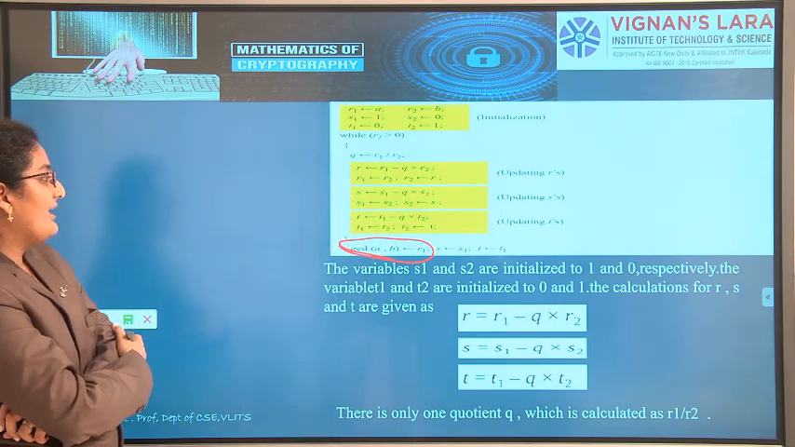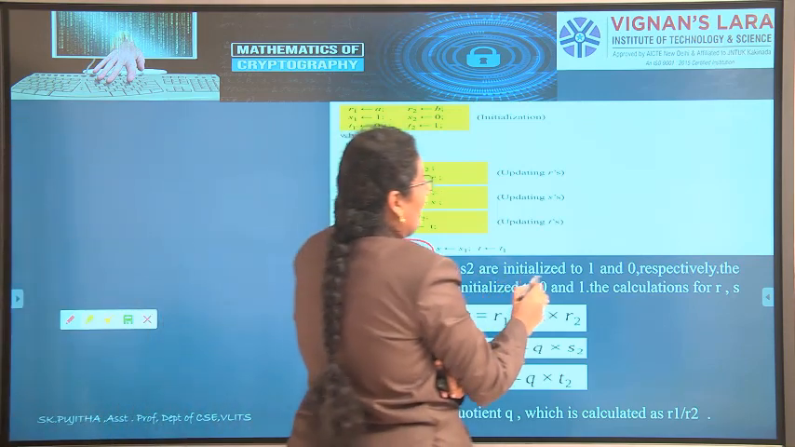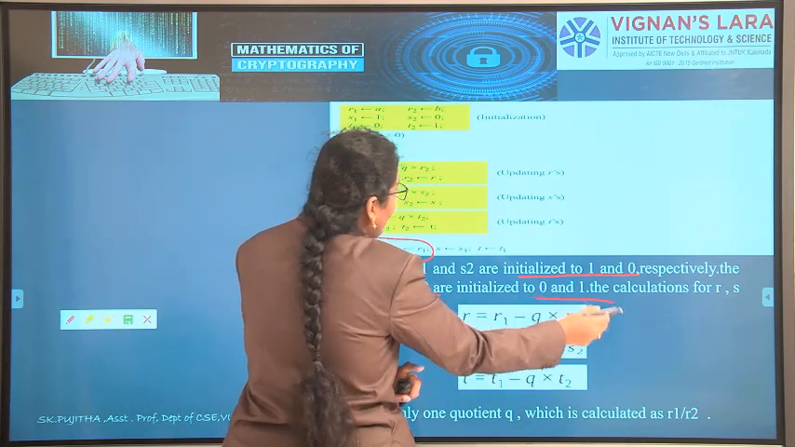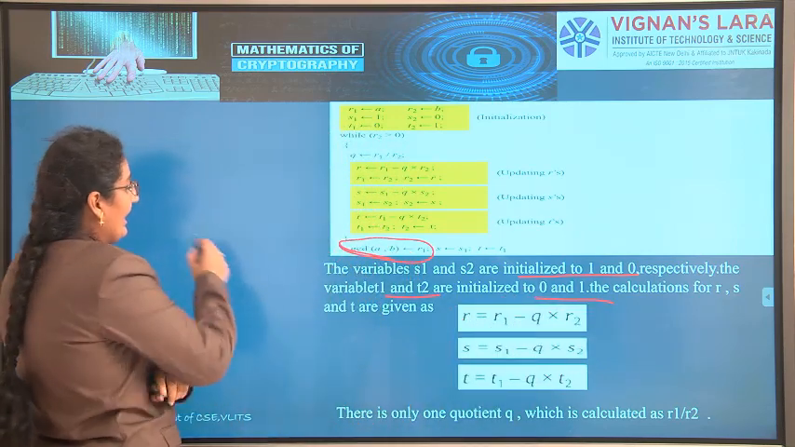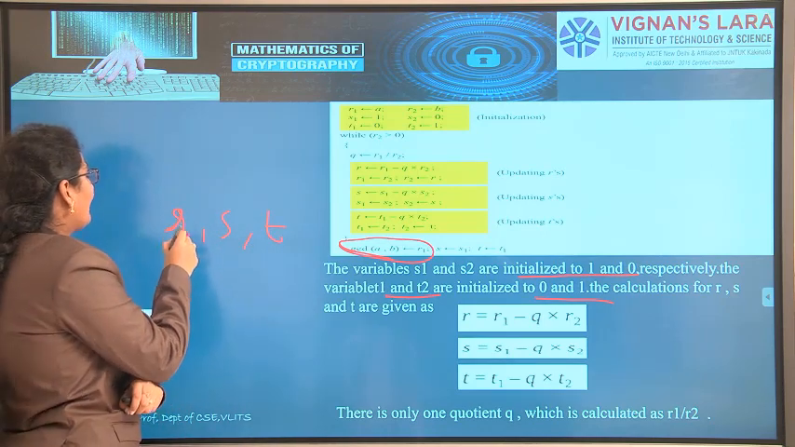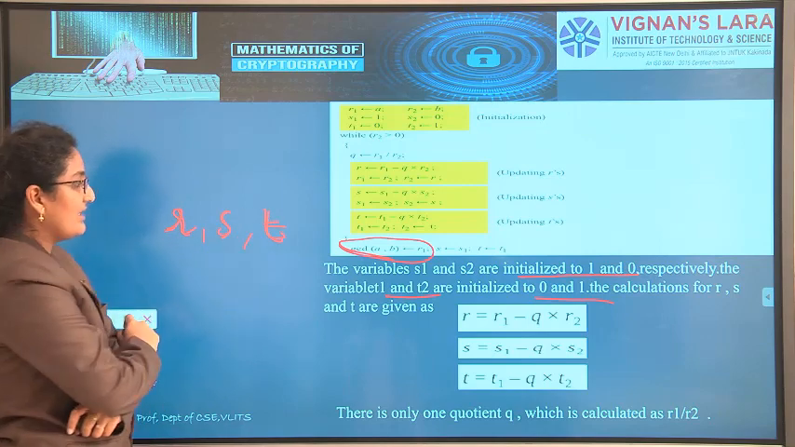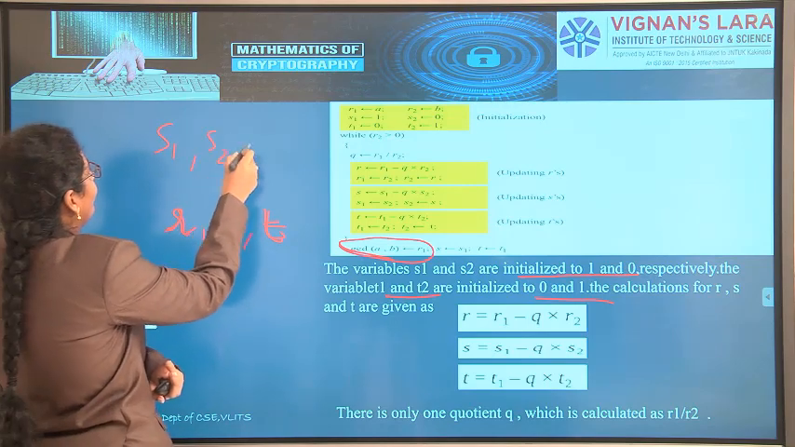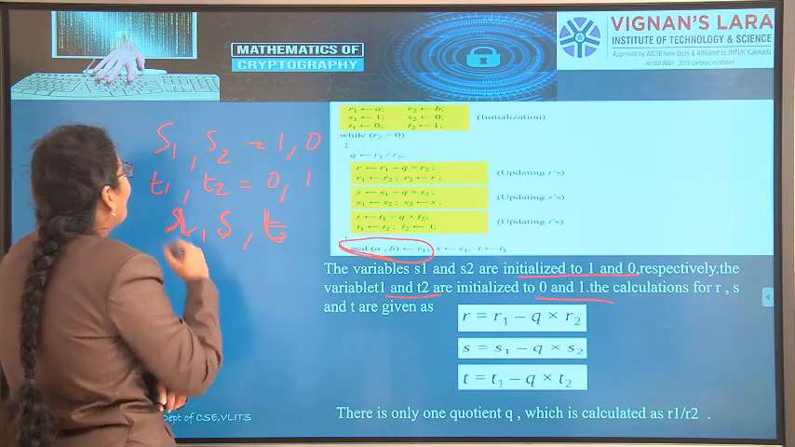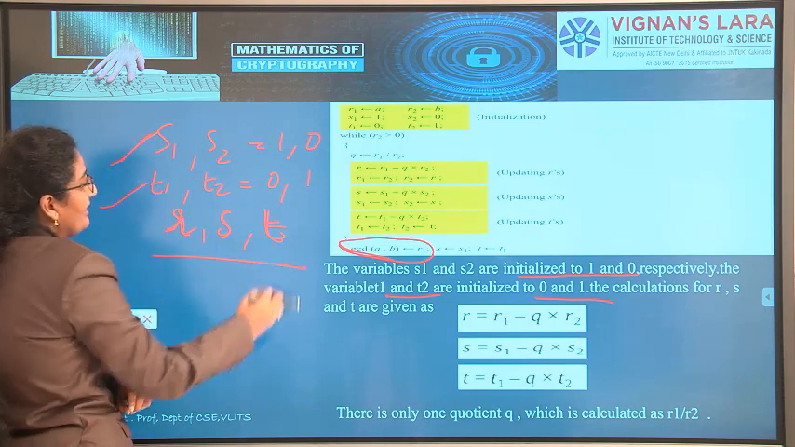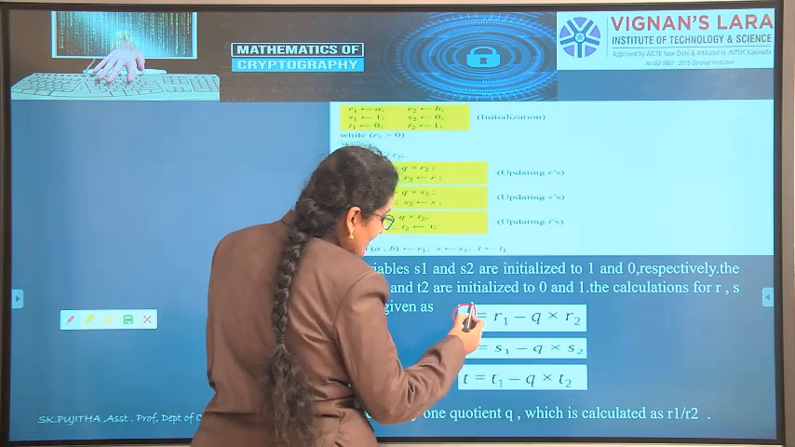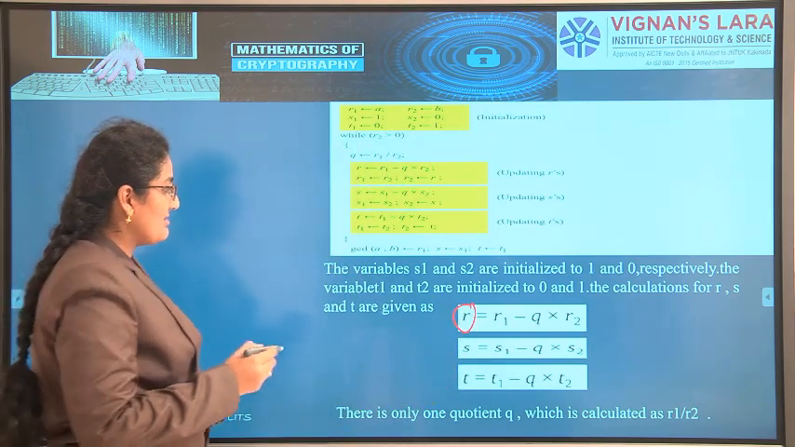See here, the variables S1 and S2 are initialized to 1 and 0 respectively, and the variables T1 and T2 are initialized to 0 and 1 for calculating RST. What is the rule we should remember? To calculate RST, these three variables, S1, S2 are given 1, 0, T1, T2 are given 0, 1. Why is it initialized like this? To calculate RST. So remember here, R is R1 minus Q into R2.